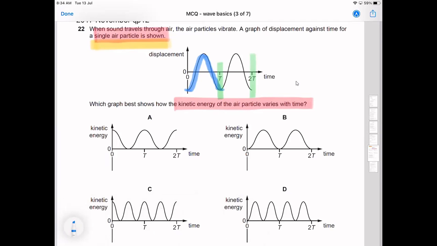Oh, so it's just like the sine wave, but a bit shifted. Correct. So they've just squashed it a little bit.